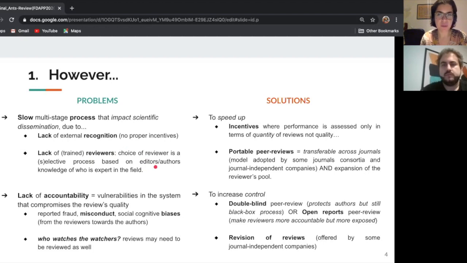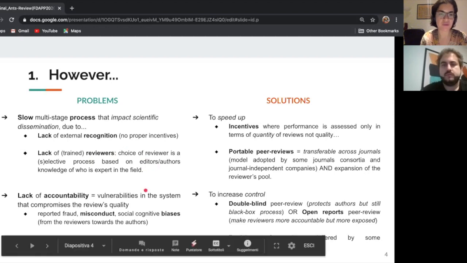Another major problem concerns major vulnerabilities in the system that can compromise the review's quality, such as, and it has already been reported, fraud, misconduct, and social cognitive biases from the reviewers towards the authors. And therefore, the system needs to be validated itself. So reviewers must be reviewed.